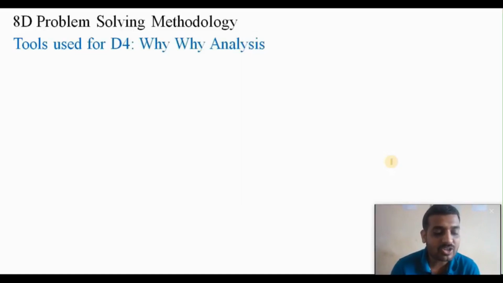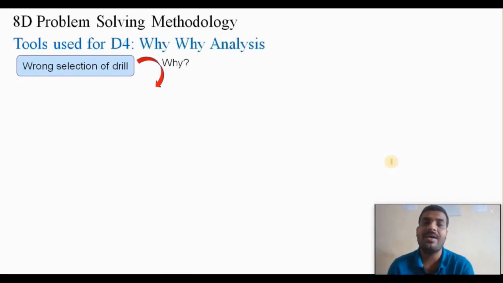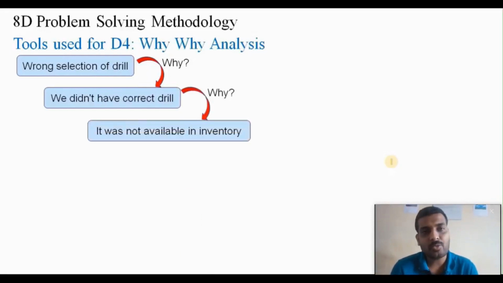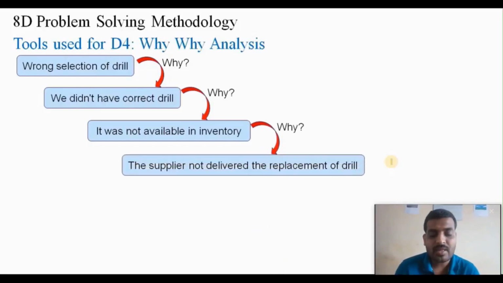It was caused because we didn't have the correct tool. So then you have to ask why you didn't have the correct tool: because it was not available. Again you have to ask why it was not available in the inventory: because the supplier did not deliver the replacement of the drill. Why has he not delivered the replacement of the drill? Because the supplier did not receive the PO on time. Why has he not received the PO on time? Because we did not submit the PO on time.